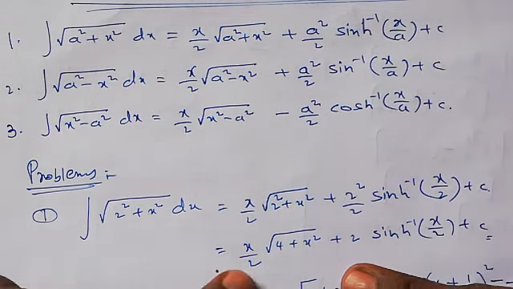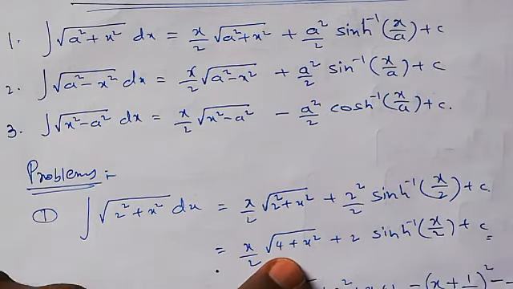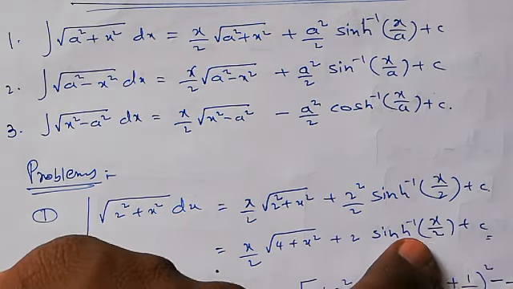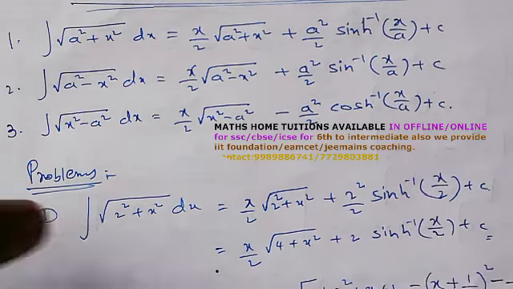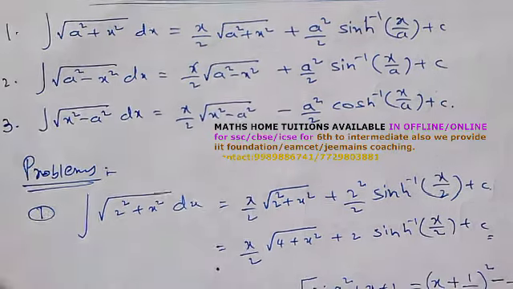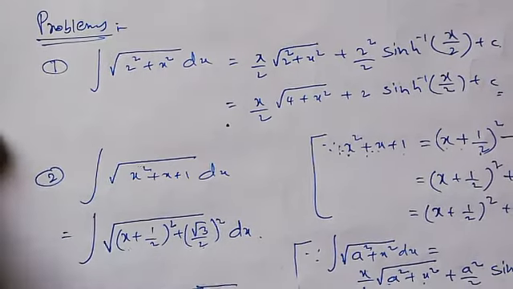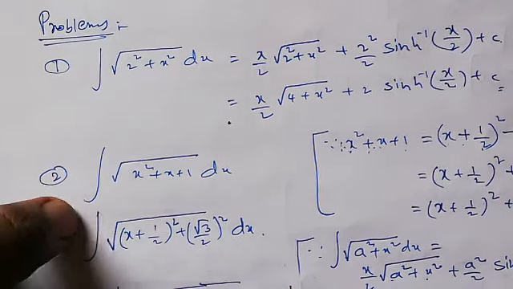Now simplify this: x by 2 into root 4 plus x square plus 2 square, that is 4 by 2, which is 2, into sinh inverse of x by 2 plus c. So this is a simple problem; it is directly in the form. When it is not in the form, how can we do it? Let me take one typical problem.